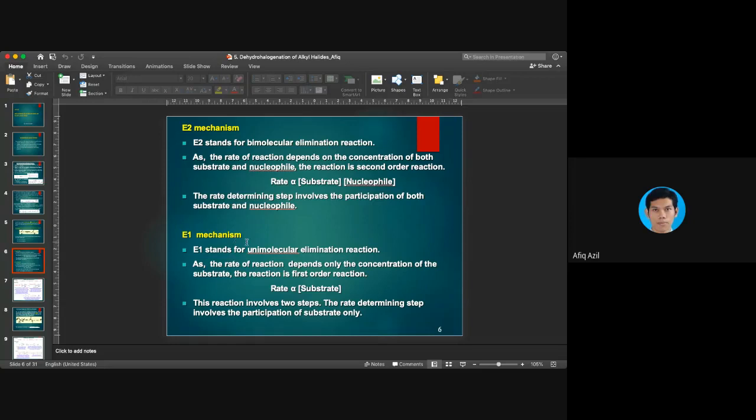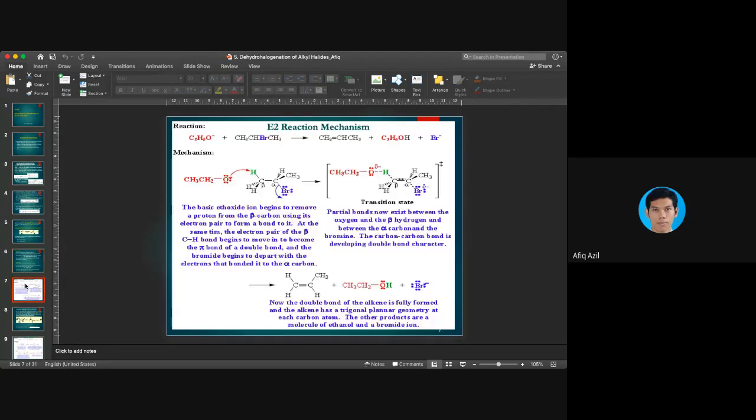Okay, but for E1, unimolecular, the rate is determined by the concentration of the substrate. Okay, the reaction involves two steps. Yang E2, one step. Okay, so we look at the E2 reaction mechanism first.